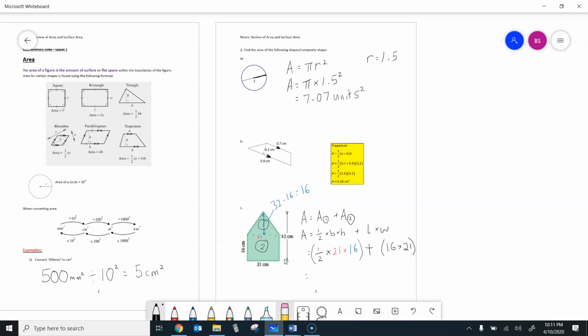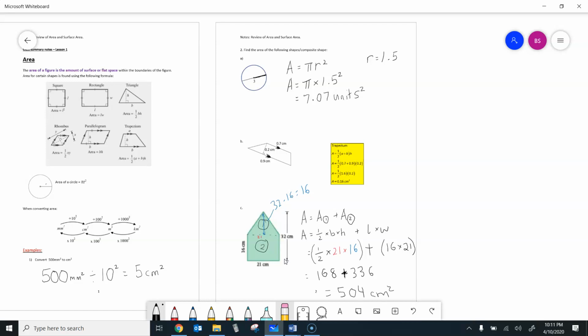We can then work that out. So a half times 21 times 16 is 168. Plus 16 by 21 gives us 336. And if we add that together, that gives us 504. And the units, it's centimeters, and because it's area, it's squared.